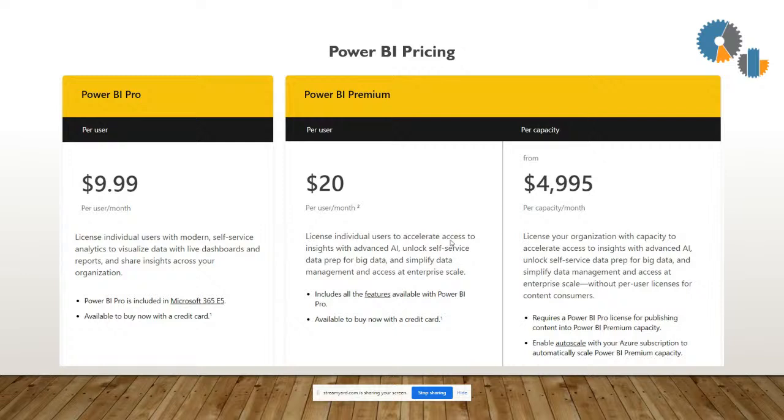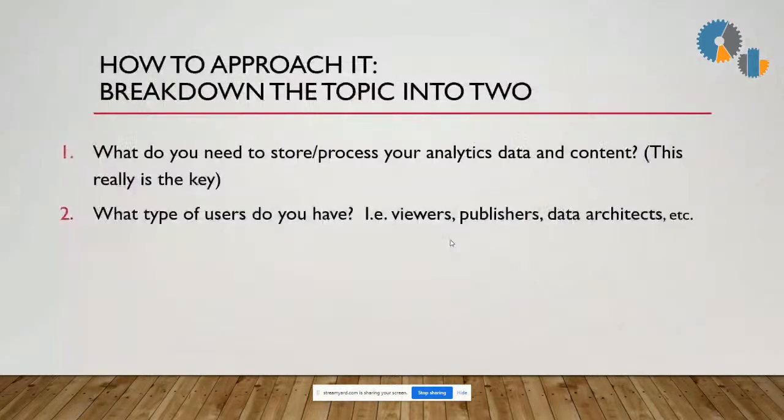So as you dive into it, you'll end up getting more and more confused. So what I did was I really distilled it down into two decisions you really have to understand. The first is to break down the problem into two different topics. Number one is, what do you need to store or process your analytics data and content? And this really is the key. The second one is, what type of users do you have? Viewers, publishers, data architects, report authors, just understanding what the users need to do. But really, the first thing that's going to drive the type of license you need is what you need to store or process your data.